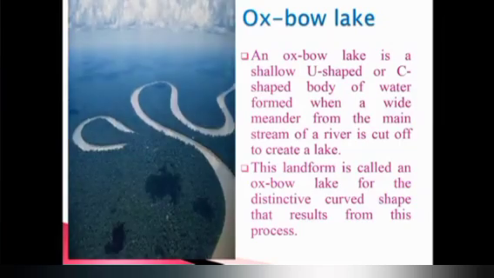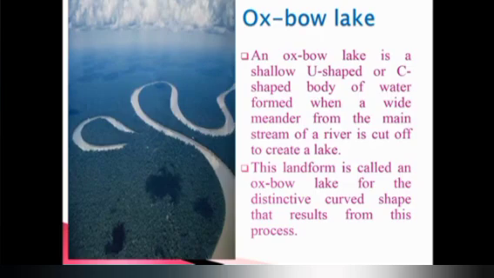Next, we are going to learn about oxbow lake. An oxbow lake is a shallow U-shaped or C-shaped body of water formed when a wide meander from the mainstream of a river is cut off to create a lake. This landform is called an oxbow lake for the distinctive curved shape that results from this process.